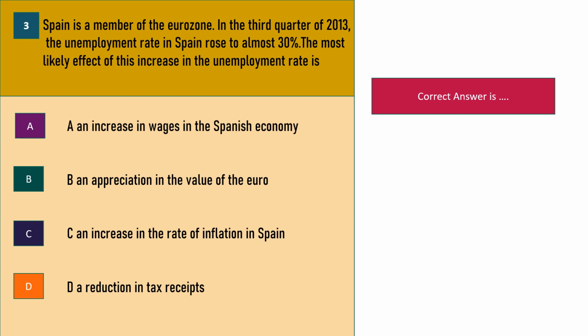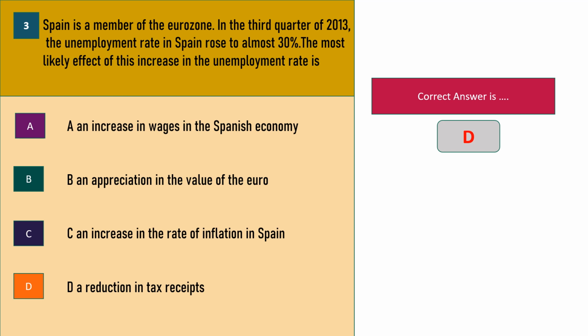Then option C, an increase in the rate of inflation in Spain. We know that when there is unemployment, people don't have enough income to consume. So consumption expenditure will fall, AD will fall and inflation will fall. So option C is also wrong, because it won't cause inflation, it will cause deflation. Option D is correct, a reduction in tax receipts.